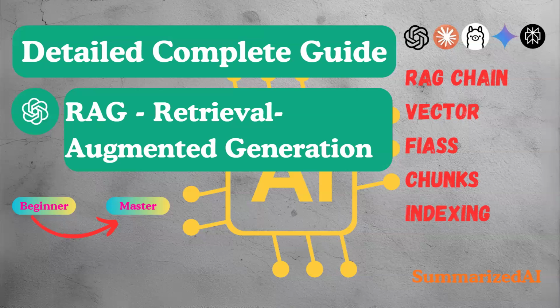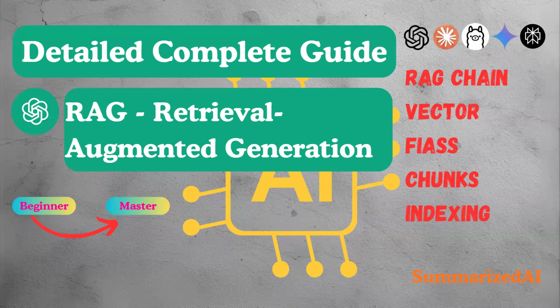This is where RAG comes into the picture, which is called Retrieval-Augmented Generation. RAG first searches through a large collection of documents, articles, or data to find the most relevant pieces of information and then uses that information to generate an answer.